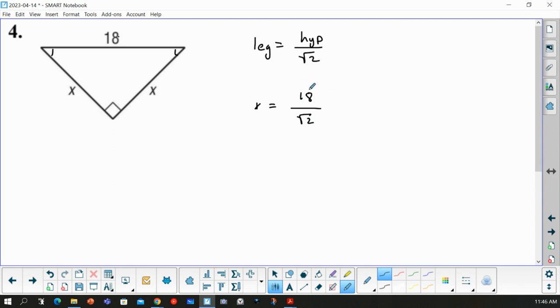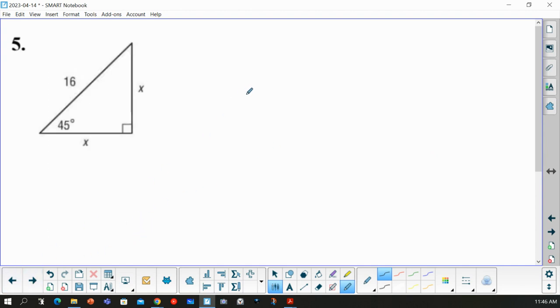Now, this isn't simplified correctly, but for now, I'm going to let you leave it like this. When I get back, I'll talk about how to simplify. It's not simplified because you're not allowed to leave a square root in the denominator of a fraction. We have to get rid of that, and there's a way to do that. But for now, I'll let you leave it like that. Very similar problem. I have the hypotenuse trying to find the leg. The leg equals the hypotenuse divided by the square root of 2. Again, for now, I'm going to let you leave it like that.